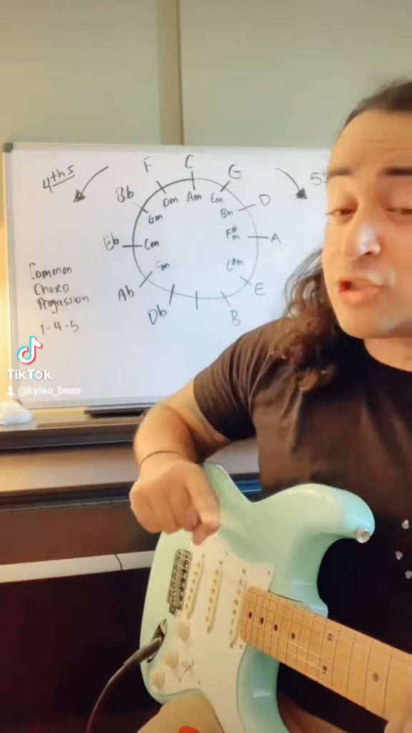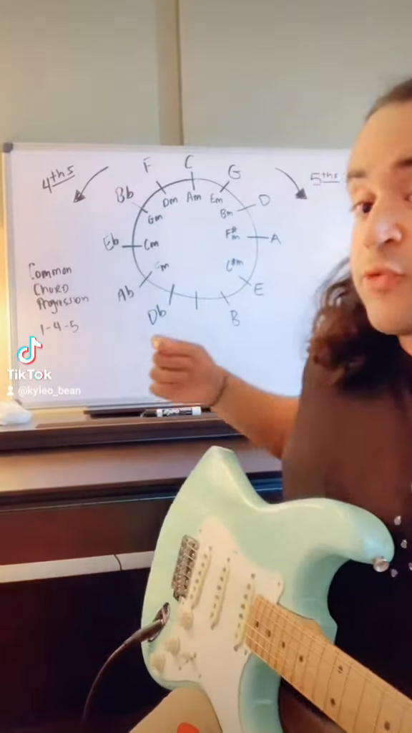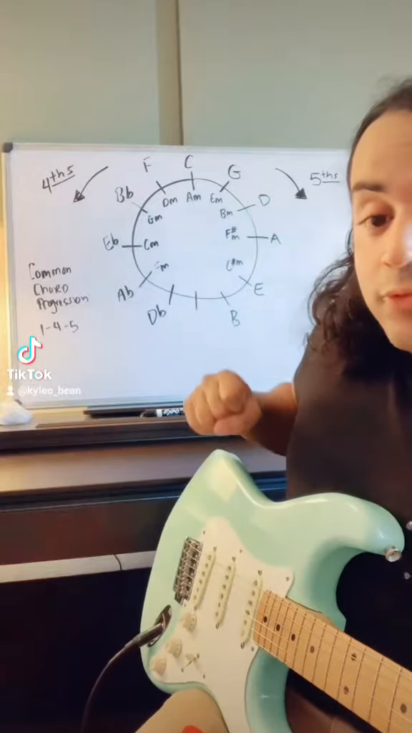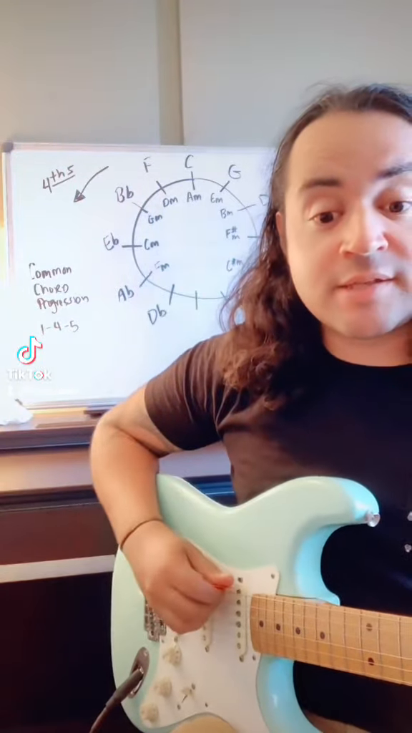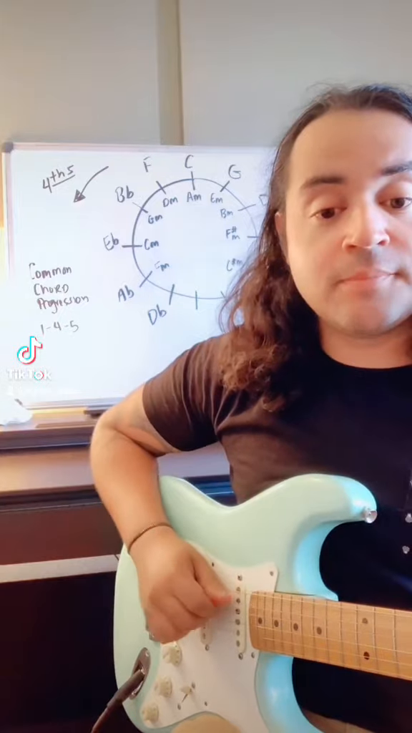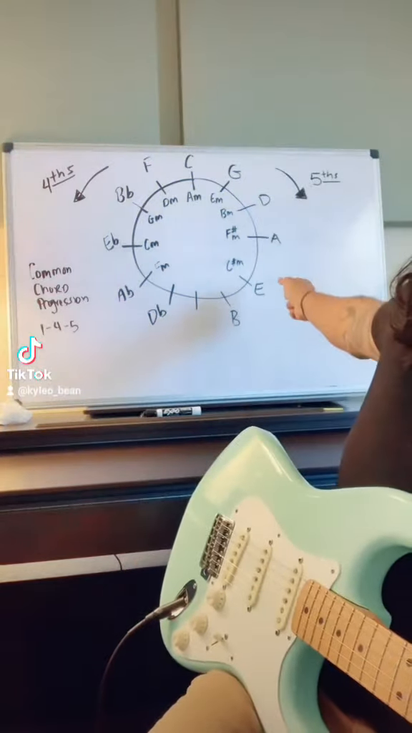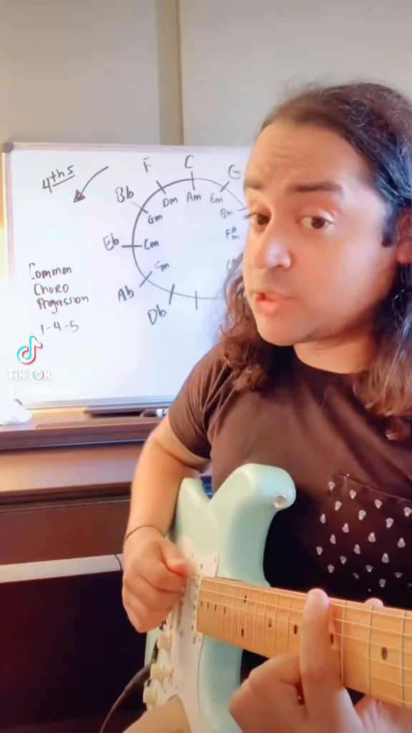Now when we go counterclockwise, or the opposite direction, it becomes a circle of fourths. So for example, E to A is a fourth: E, F, G, A. A to D is a fourth: A, B, C, D. Our guitars are actually tuned in fourths. This is an E, A, D, G.